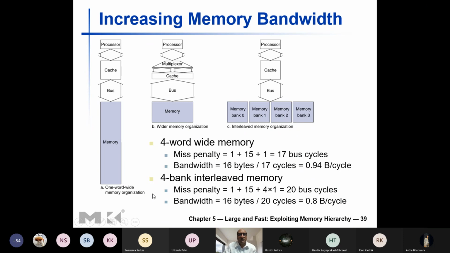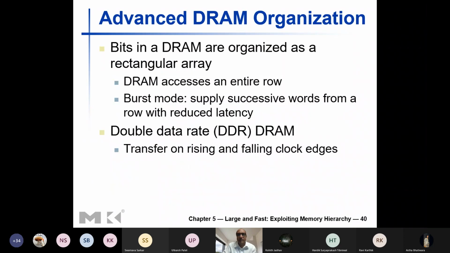Otherwise, even though the miss rate may be less, as the miss penalty increases, the CPU has to wait for quite a long time for getting the desired instruction or data from main memory. In that context, we are discussing these different types of memory and their miss penalties. As you have seen here, if we have a memory of this type, the miss penalty is very large. And if you have these two types, the miss penalty is lowered by about 4 times if the block contains 4 words.